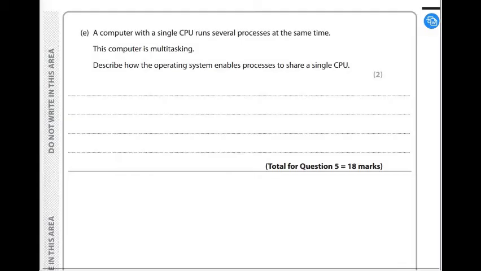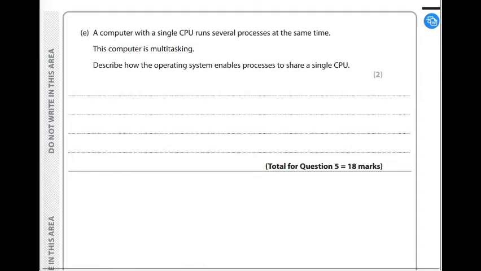So a computer with a single CPU runs several processes at the same time. This computer is what is said to be multitasking. So this question is asking you, describe how the operating system enables the processes to share one CPU. So it's 2 marks, and you're going to have 5 options. You could have the operating system uses a scheduler to control processes. That's 1. And the operating system holds processes in a queue. That's 2 marks.